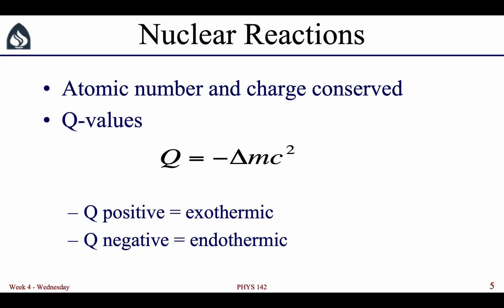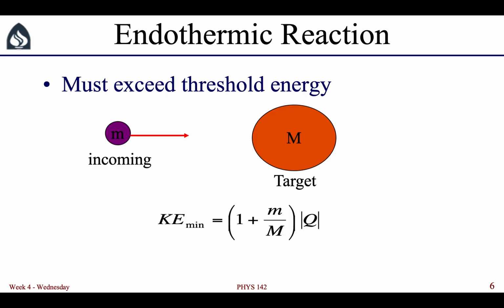So just to sum up, we know that in a nuclear reaction, the atomic number and the charge have to be conserved. So the total number of protons plus neutrons is conserved, and also the charge is conserved in a reaction. We can calculate the Q values based on the change of mass, and if we find a Q value that's positive, this is an exothermic reaction that produces energy. If it's negative, then that's an endothermic reaction that consumes energy.